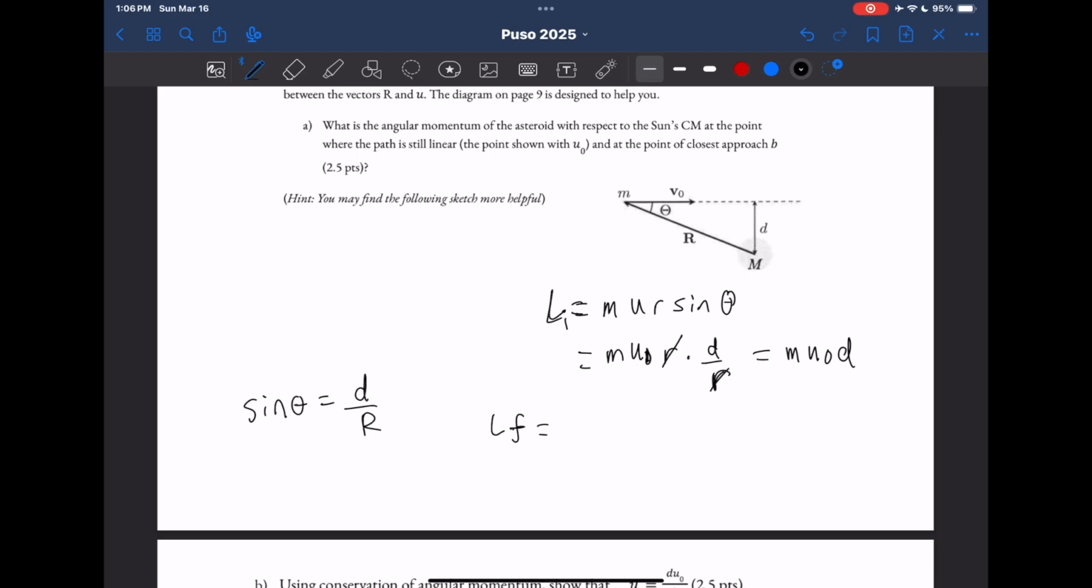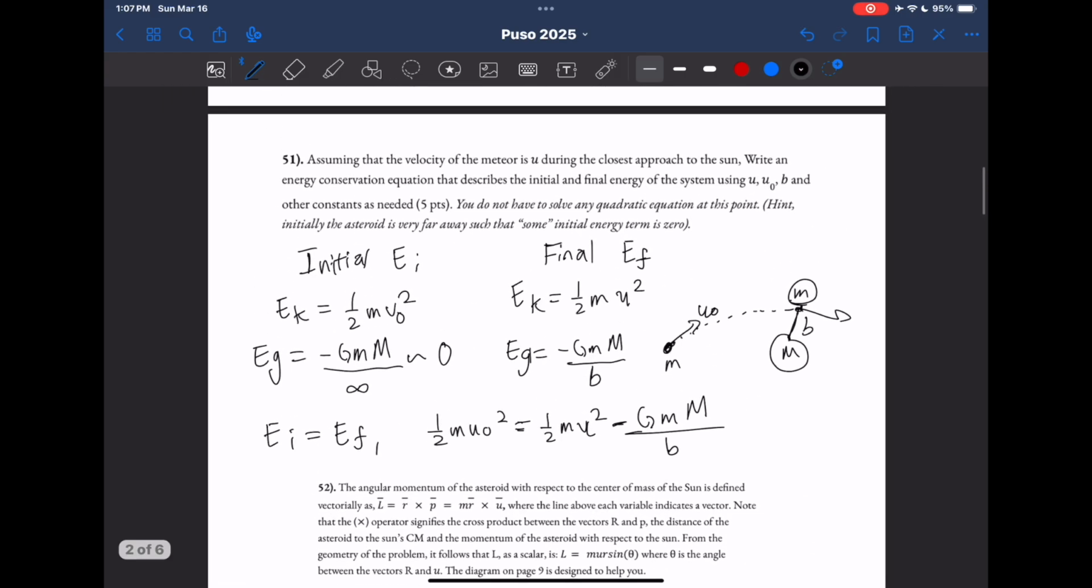The final angular momentum is a bit easier. So we're still going to write m u r sine theta. And at the final angular momentum condition, we have big M here, little m here, and a distance b away. The nice thing is that this is the direct distance away, and we have that the velocity is pointed in this direction, right?